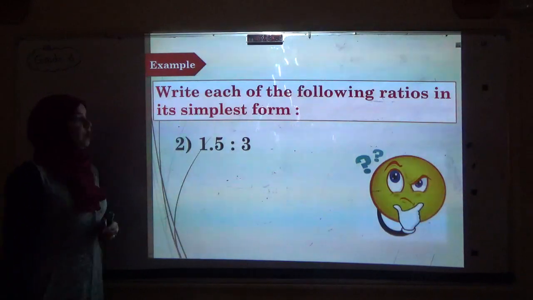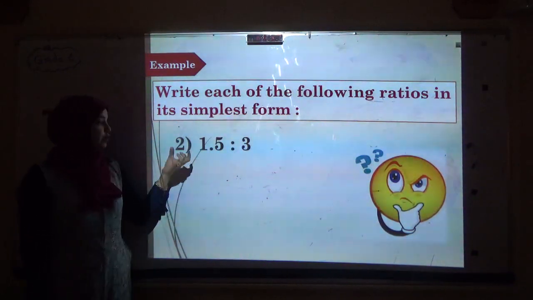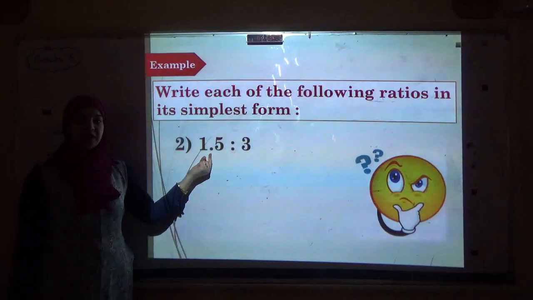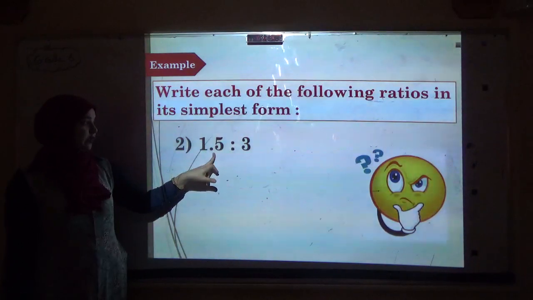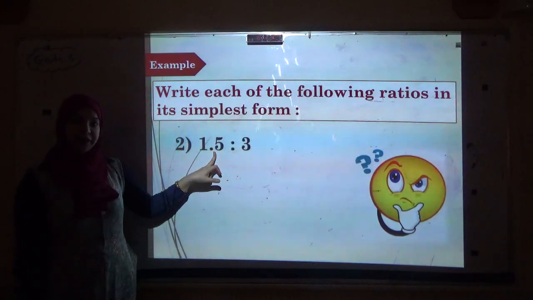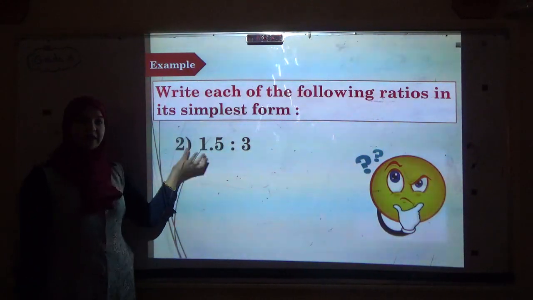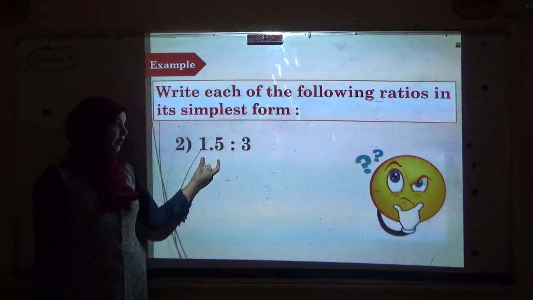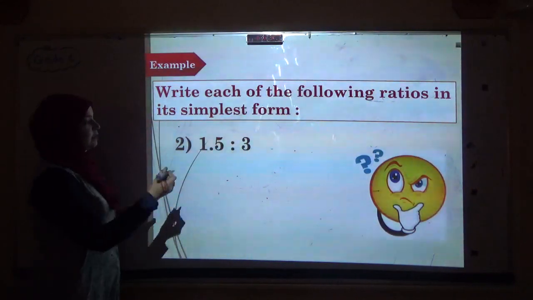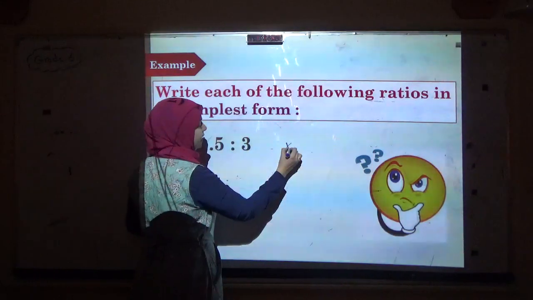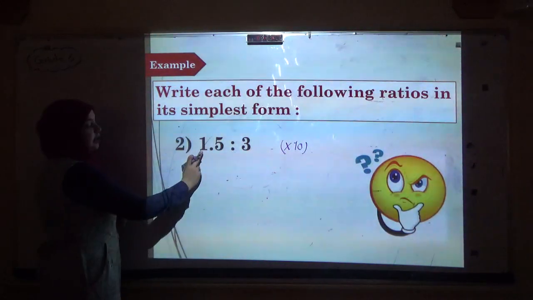Number 2, 1.5 to 3. To simplify this ratio, you should get rid of the decimal point. Here in 1.5, the decimal point is after one digit. To cancel this decimal point, we should multiply this term by 10. But if we multiply one term of the ratio by any number, you should multiply the other term by the same number. So we will multiply the two terms of the ratio by 10 to cancel the decimal point.